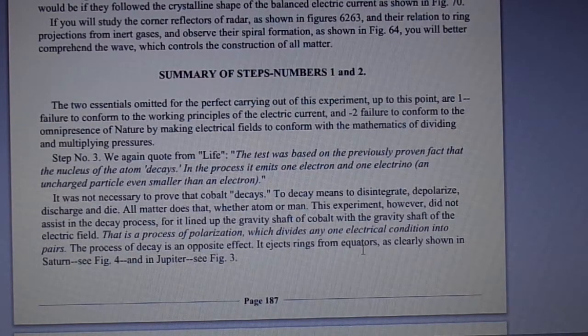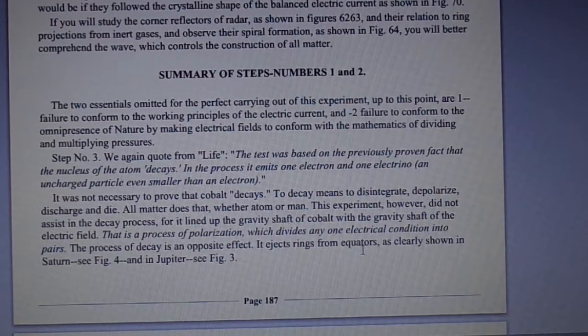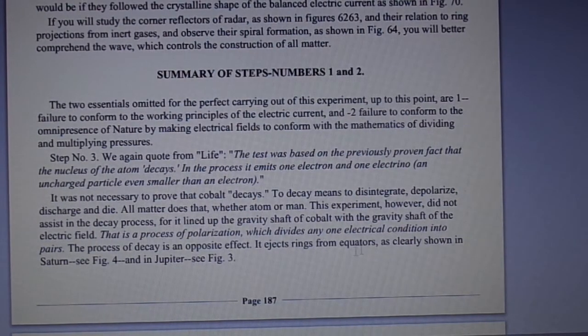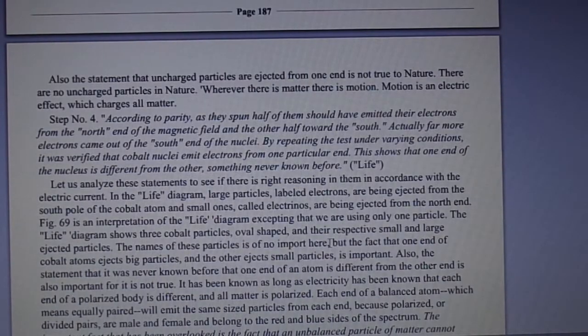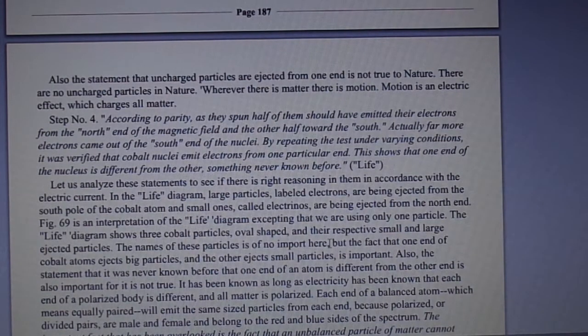This experiment, however, did not assist in the decay process, for it lined up the gravity shaft of cobalt with the gravity shaft of the electric field. That is a process of polarization, which divides any one electrical condition into pairs. The process of decay is an opposite effect. It ejects rings from equators, as clearly shown in Saturn. Also, the statement that uncharged particles are ejected from one end is not true to nature.